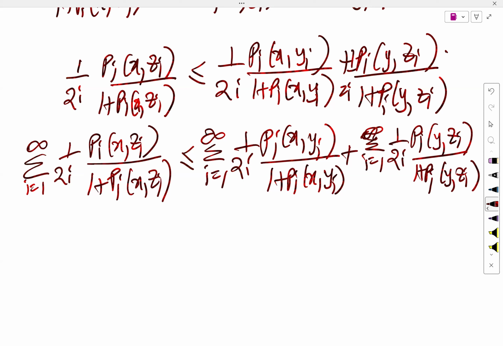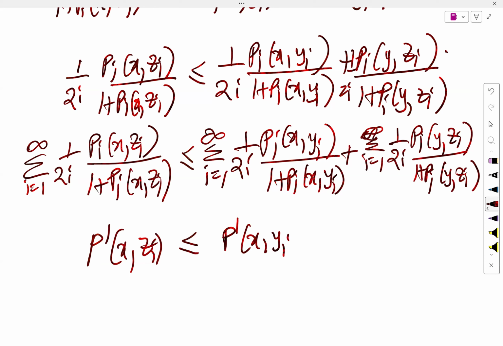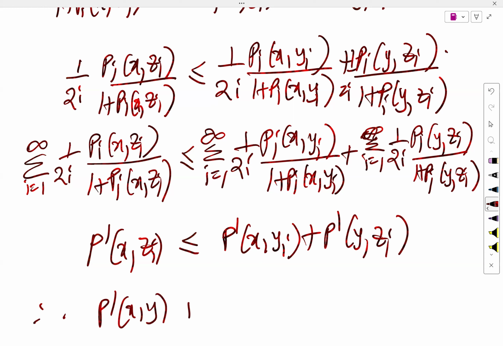Well, it's actually very lengthy and can be boring, right? But I mean, you just have to keep going. So now this is like p prime of xz, less than or equal to p prime of xy plus p prime of yz. And that way you can now say, therefore, p prime of xy is a metric on X. I think that's what the question is about.